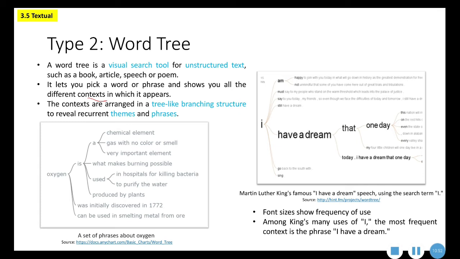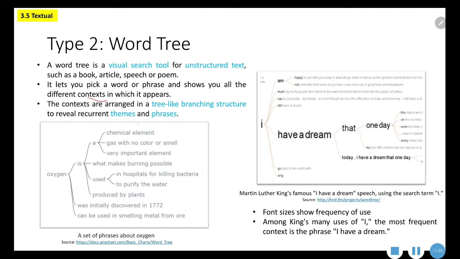For example, how do we read this? This is the parent of all the branches in this tree diagram. Oxygen is a chemical element. Oxygen is a gas with no color or smell. Oxygen is a very important element. Then we have 3 sentences, the first 3, that describe what oxygen is. The next part is oxygen is what makes burning possible, so it describes a characteristic of oxygen.